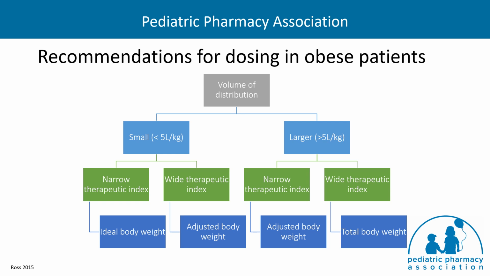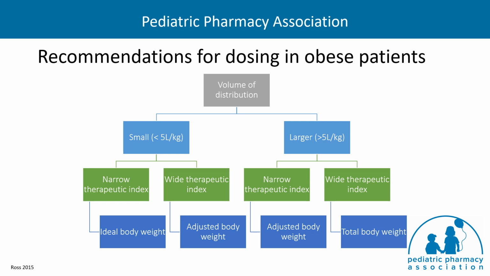When figuring out a dose of medication for use in obese patients, the volume of distribution and clearance are used. Volume of distribution is best represented by total body weight, and clearance is actually best represented by the lean body weight. So what this means is drugs that have a smaller volume of distribution and a narrow therapeutic index will utilize ideal body weight for dosing. If the therapeutic index is actually considered wide, then the adjusted body weight is used to calculate the dose.